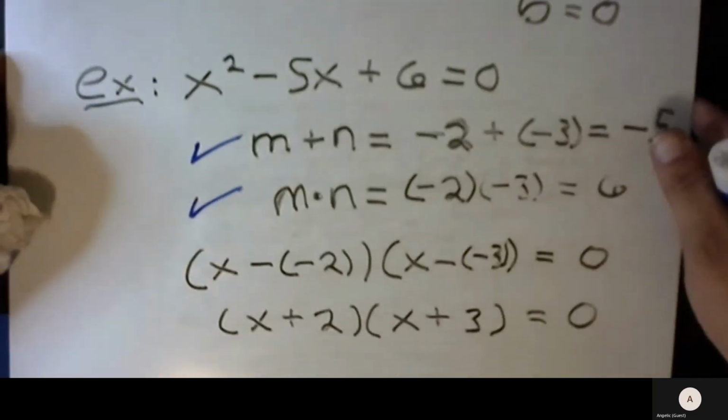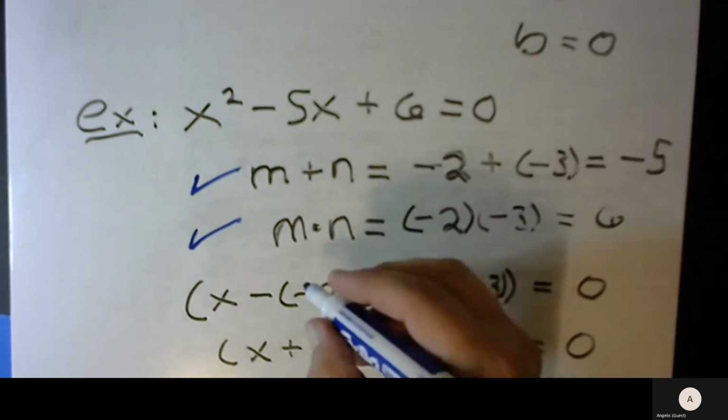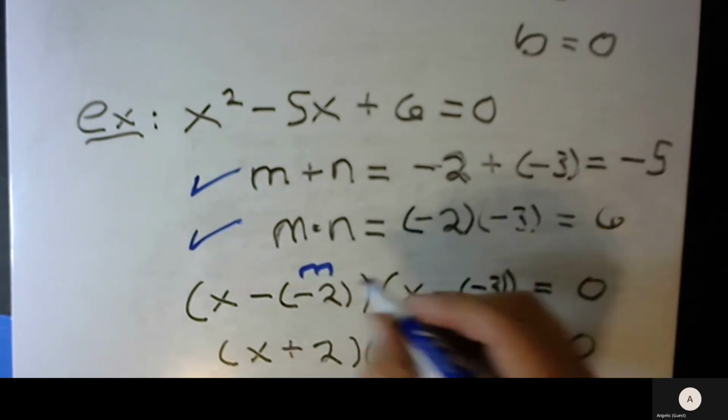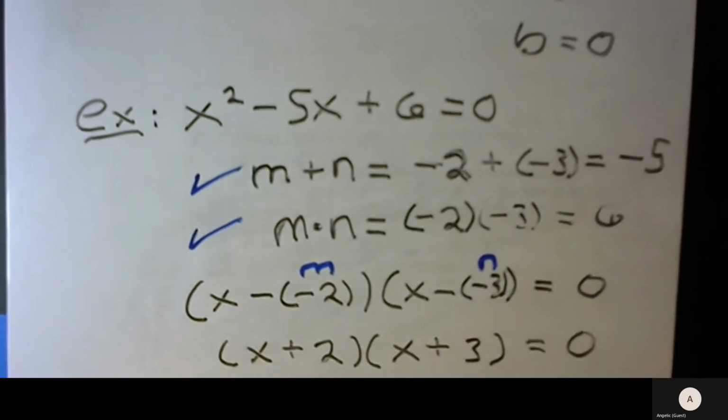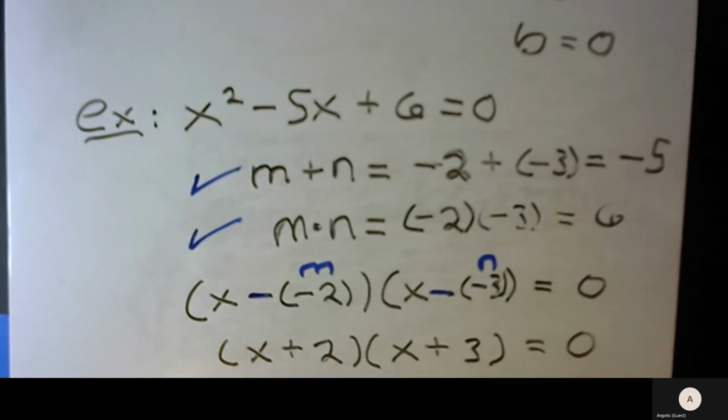Oh, I'm sorry, I need to scoop this up. My apologies. So we've got something like this. x minus m, x minus n. Maybe put an m and an n here. So this will always be here, that will always be there.